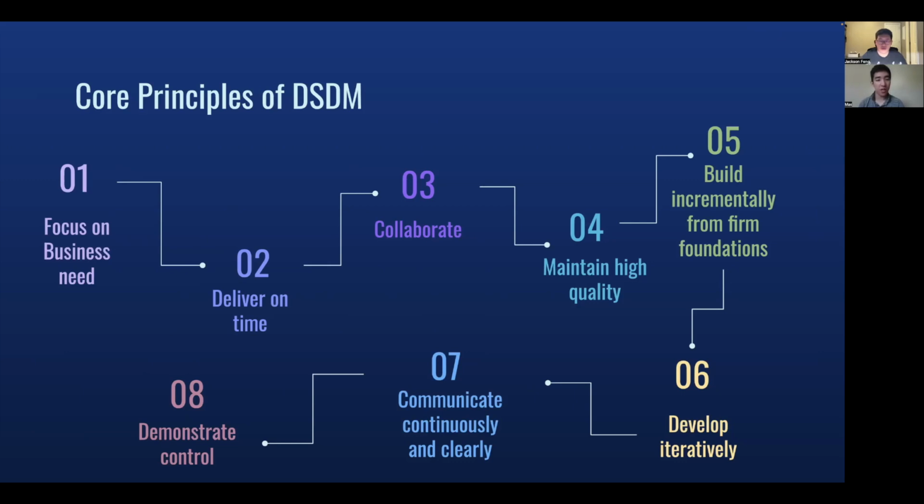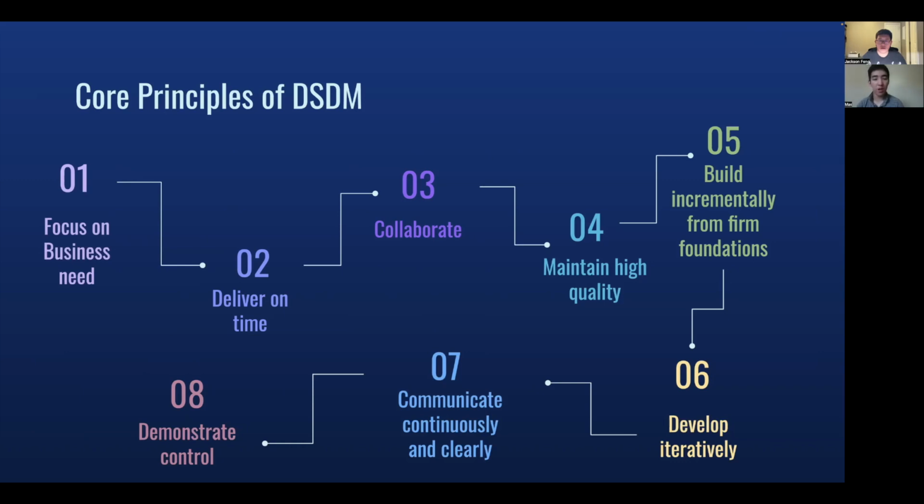Number five and number six, build incrementally from firm foundations and develop iteratively. So know exactly what you're going to be doing for each iteration, and as you progress, you're going to be doing more and more parts of the project, and it's eventually going to be combined into one huge product. Know exactly what you're going to be doing for each iteration, what resources you need to allocate, such as budget. That's very, very important.